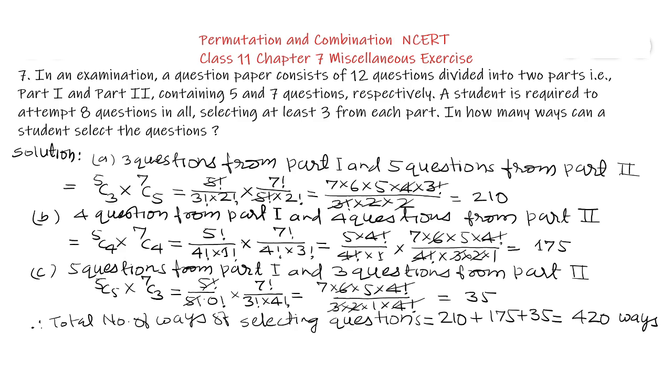Therefore total number of ways of selecting questions is equal to 210 plus 175 plus 35. So 210 plus 175 plus 35 equals 420 ways. This is the answer to this question.